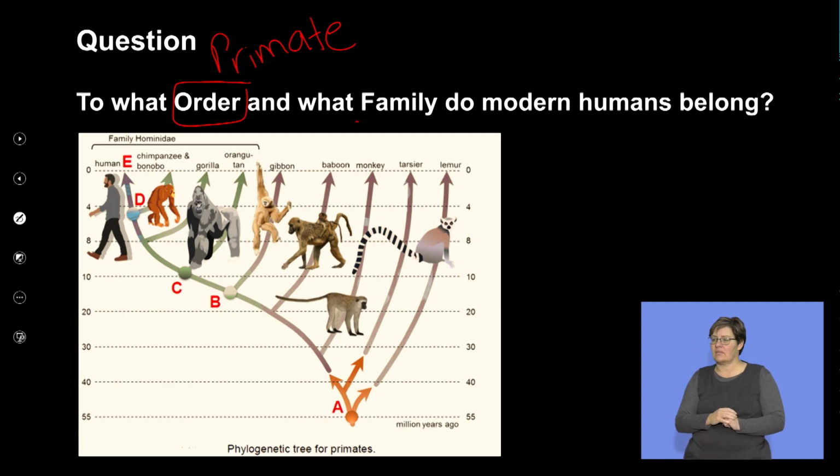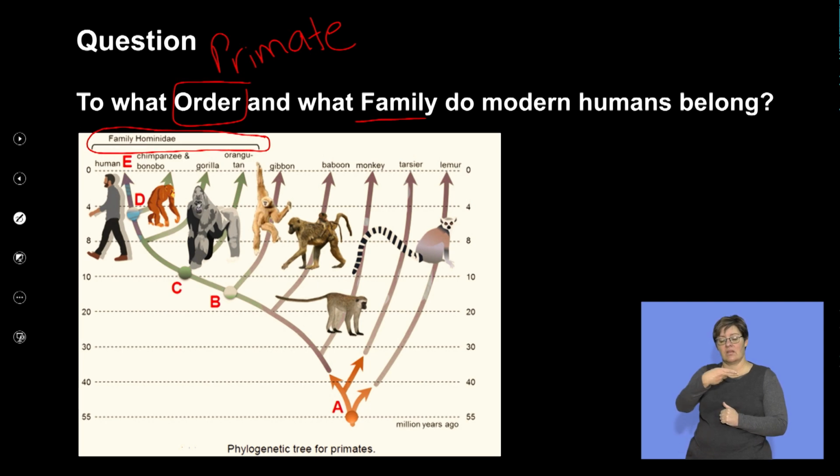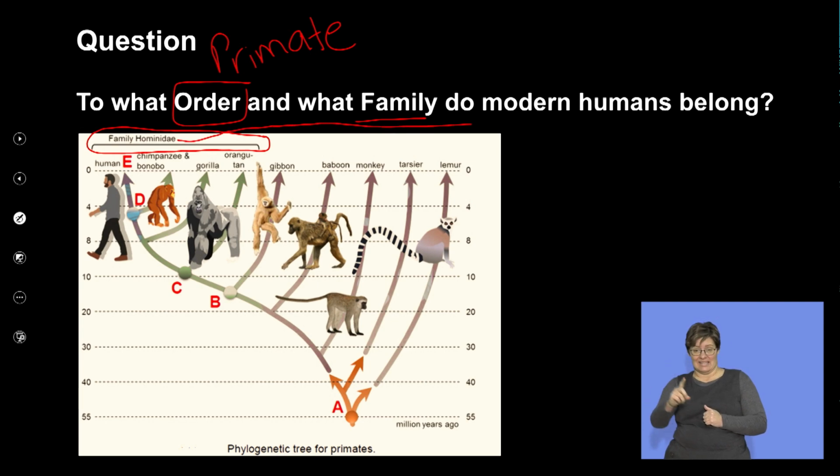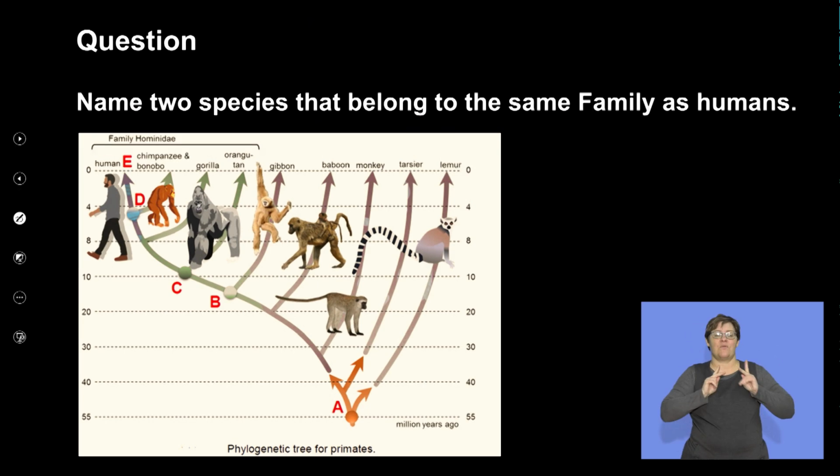What family do modern humans belong to? Now guys, read your diagram. Over here, there we go. The family is indicated, and it's Hominidae, hominid, the 'id' at the end, all right? That is the family that we belong to. I'm not going to write it over there. Hominid, so what was the hominid again? All of the great apes, all right, and the human ancestors.